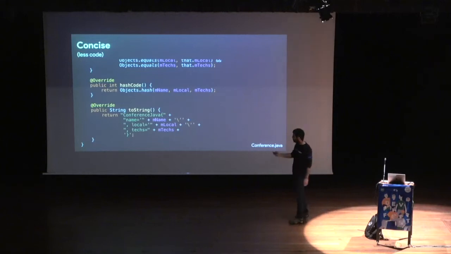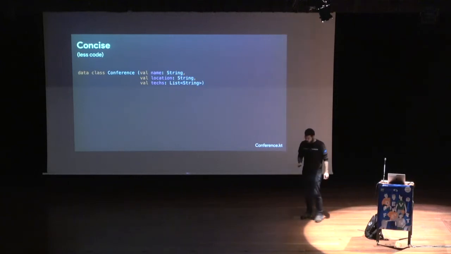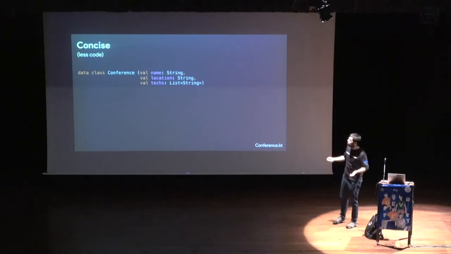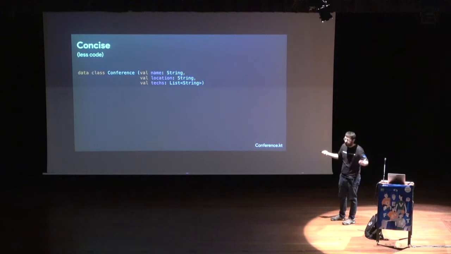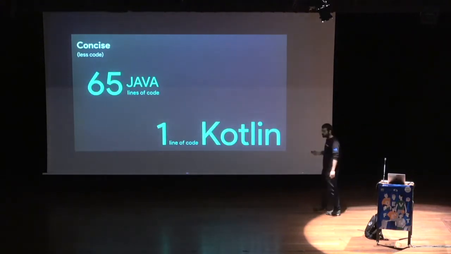On Kotlin, we have this. When it compiles, it will automatically generate getters, setters, hash code, everything that you're going to need. So we go from 60 lines of Java code into a single line of Kotlin.